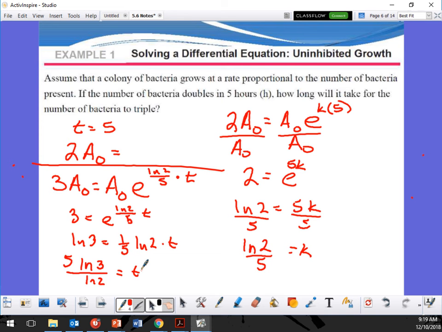7.92. So let's say it's going to be about 8. It's about 8 hours, right? So this is a growth. It took 5 hours to double. To triple, it took 8 hours.